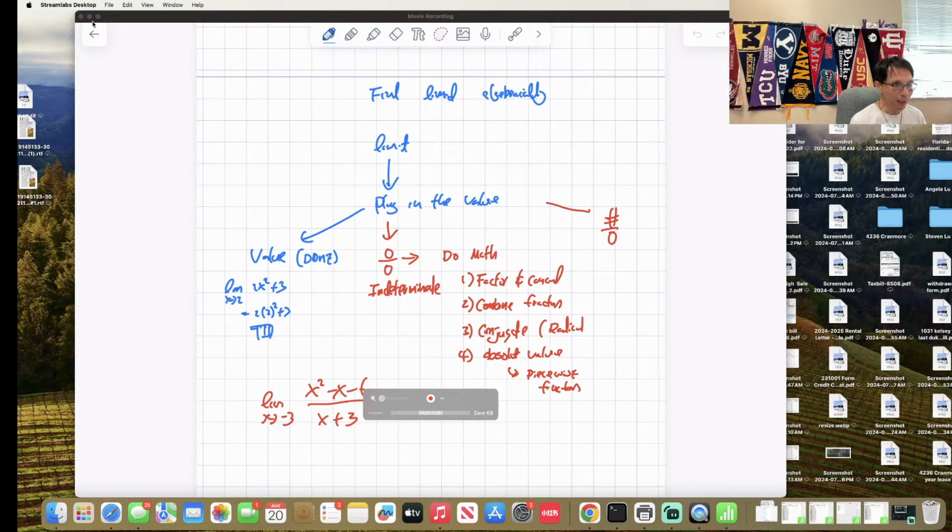So how do we find limits algebraically? First, plug in the value. If you get a value, you are pretty much done. If you get a 0 over 0, it's called indeterminate. And we already know that for indeterminate, there are a few different ways to resolve the issue: factoring, cancel, combine fractions, conjugate, and absolute value. We're going to talk about this maybe a couple more days.